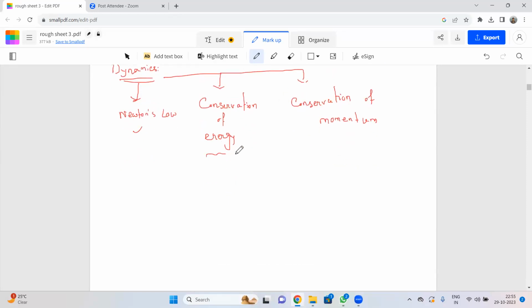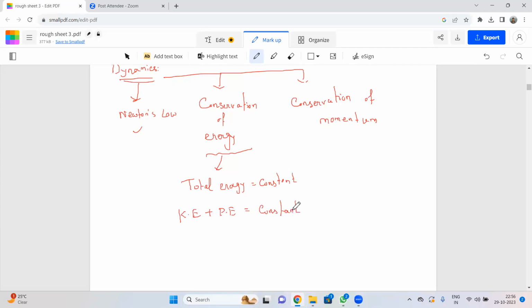Now conservation of energy. So what does conservation of energy mean? From the term itself, we can understand that the total energy is constant. So what is the total energy? Total means kinetic energy plus potential energy. Yes, the kinetic energy plus potential energy is constant.